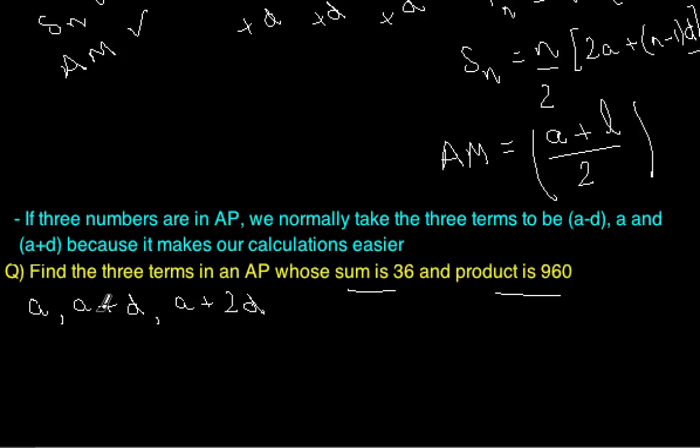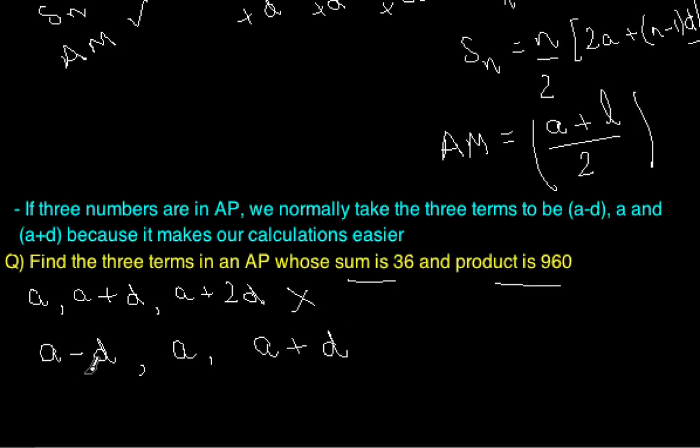So whenever we are told to find three terms, instead of taking these three terms, the terms which we take are A minus D, A and A plus D. Why do we do that? Because the sum of these three terms is equal to 3A. So D is automatically eliminated when we compute the sum. Now 3A here is given to be 36. So therefore A, the first term, but in this case the middle term, has already been found.